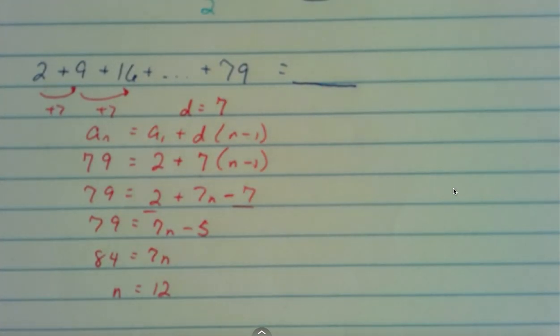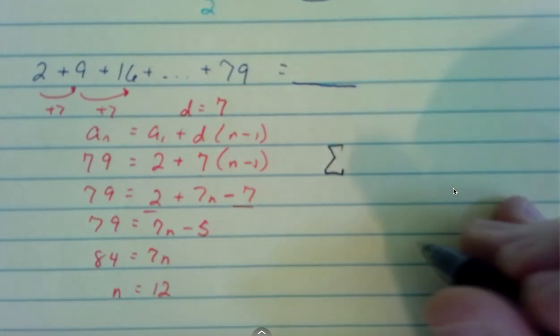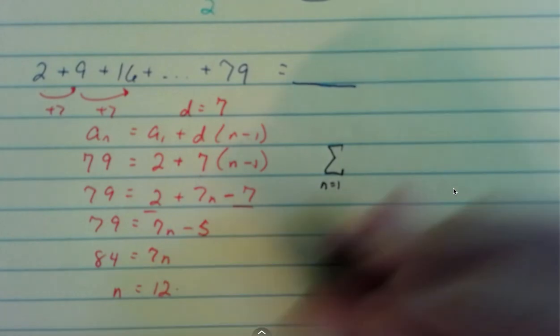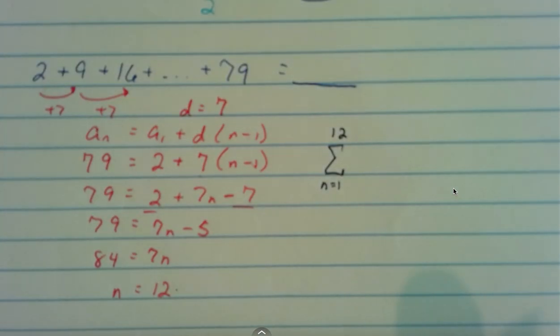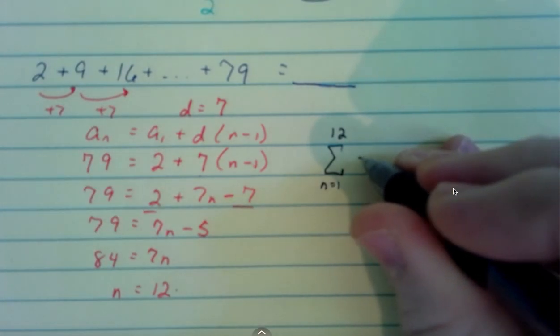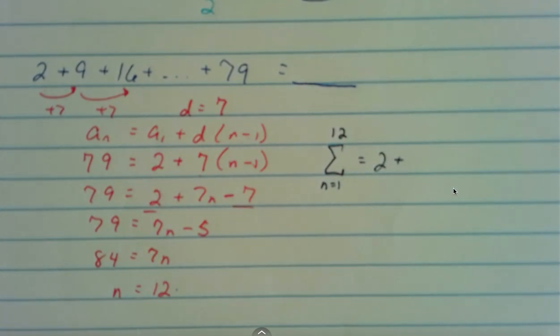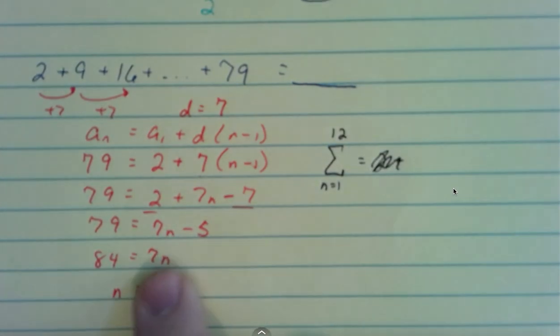So what's my explicit formula going to look like? Well, I'm going to put my sigma here. It's going to run from n equals 1 all the way up to n equals 12. And I already know my explicit formula, a sub n, is equal to a sub 1, so 2, plus 7n minus 5.